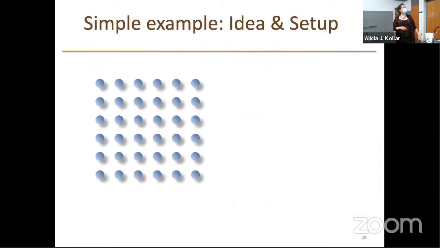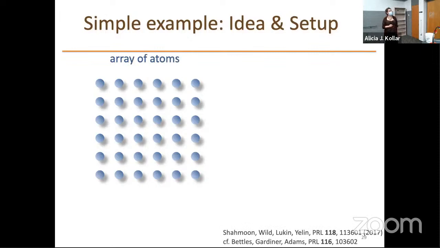So let's look a little bit closer at, first, what I talked about in the beginning: reflection. That's actually the simplest thing that you can do with that. So we have our array of atoms.